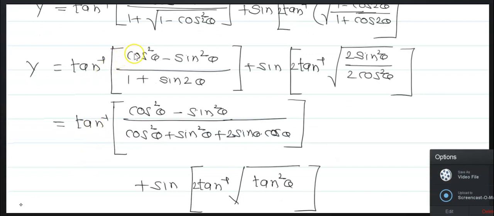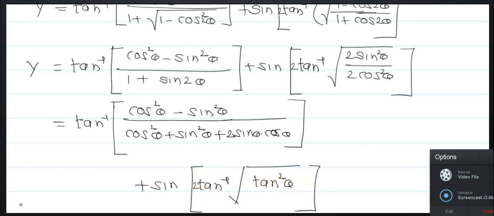Here is a, that is a, but what is here 1? 1 means cos square theta plus sin square theta. Sine of 2 times theta means what? 2 sin theta into cos theta. Plus sine of 2 tan inverse of root of tan square theta.